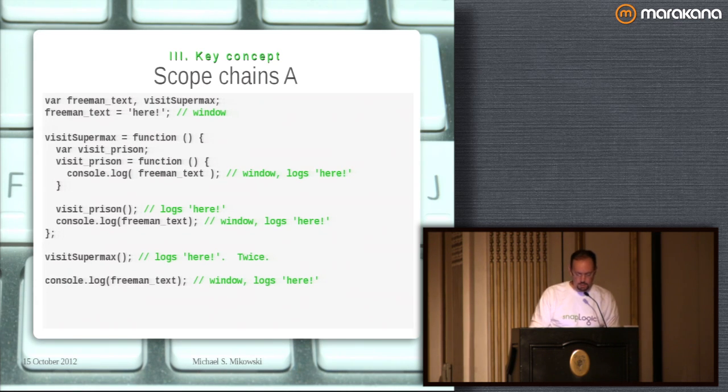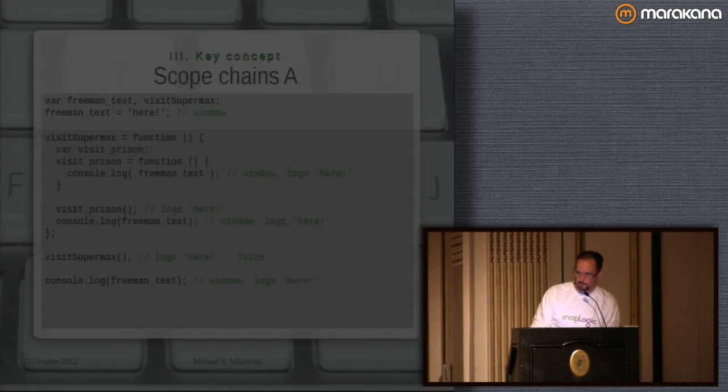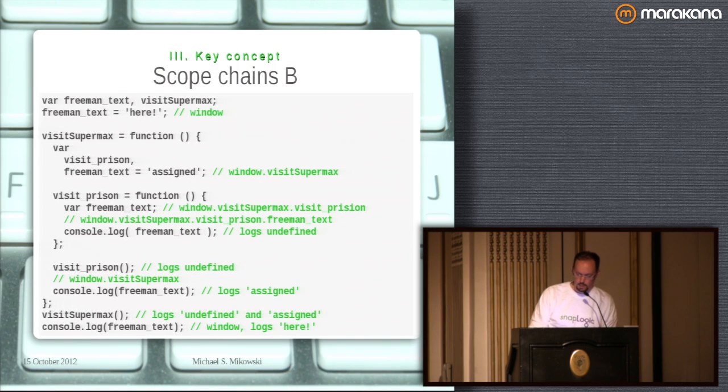Now here's where things get a little bit tricky, and you've got to remember about scope chains. In the first declaration here, I've declared freeman text in the window scope. In the second declaration, which is in this visitSupermax function, I guess I have a pointer, I might as well use that here, huh? This is assigned in the window.visitSupermax scope, okay? So notice the scope starts piling up as I start going deeper into functions.